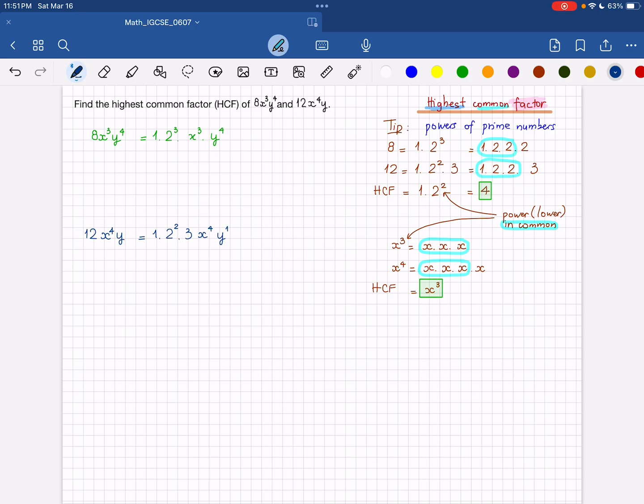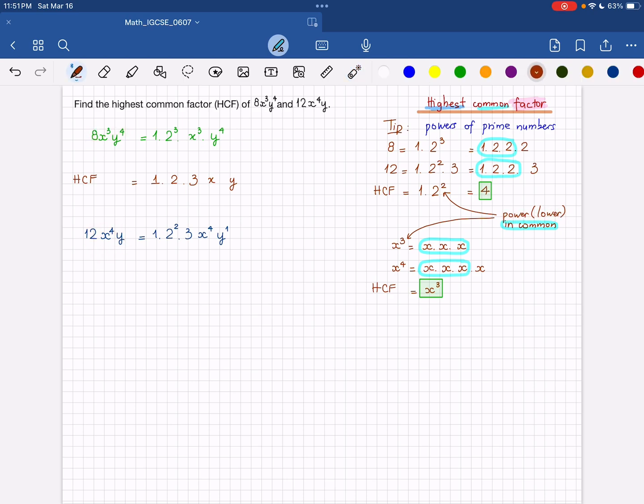Okay, and now let's find the common factors. So I will write here in the middle, highest common factor. That will be made up of those prime numbers. So that will be 1, 2. Let's also go with 3, and then x and then y. Okay, we listed the prime numbers here, and now we need to find the power in common, the lower one between these two terms.